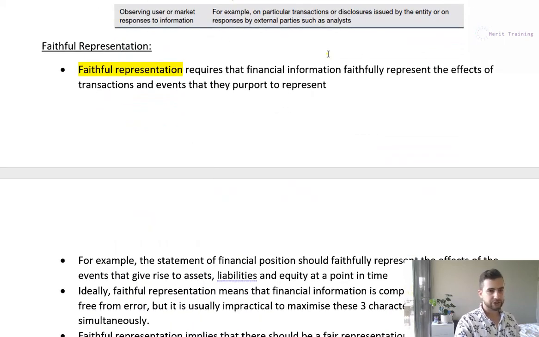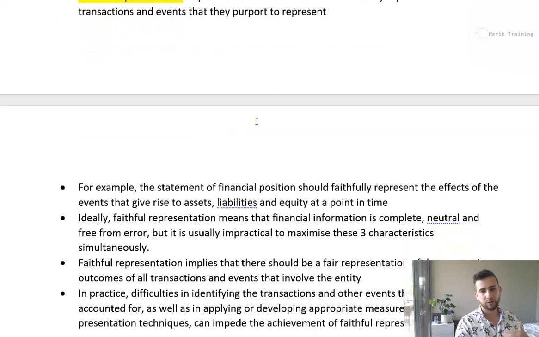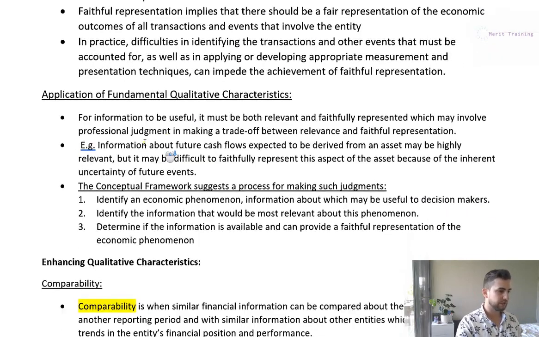Faithful representation. This is the concept that the financial information faithfully represents the effects of transactions and events that they purport to represent. So basically, the people preparing it have honestly prepared it, completed everything. They're not trying to do anything dodgy or hide anything, basically.